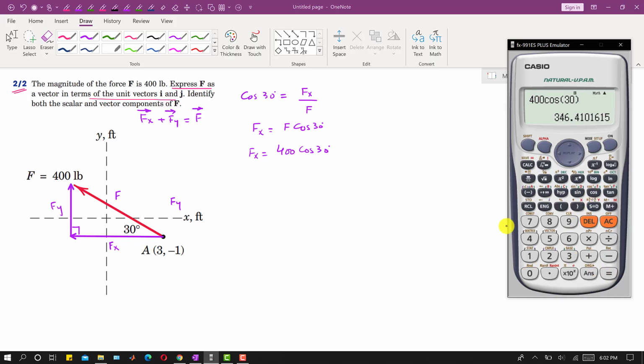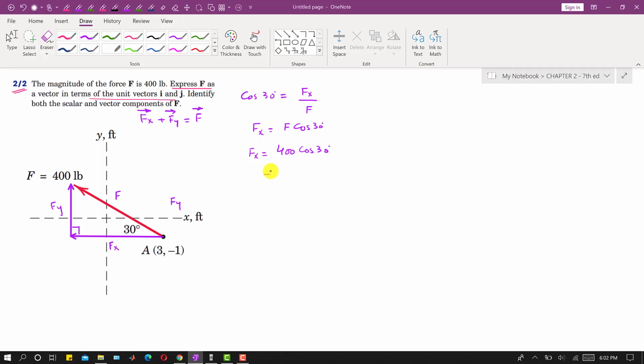So this is 346.41, right? So we can say that this is approximately 346 pounds. So f of x magnitude is 346 pounds, and this f of x is acting in the negative x direction, so we have to put minus sign here as well. So this is minus, right?